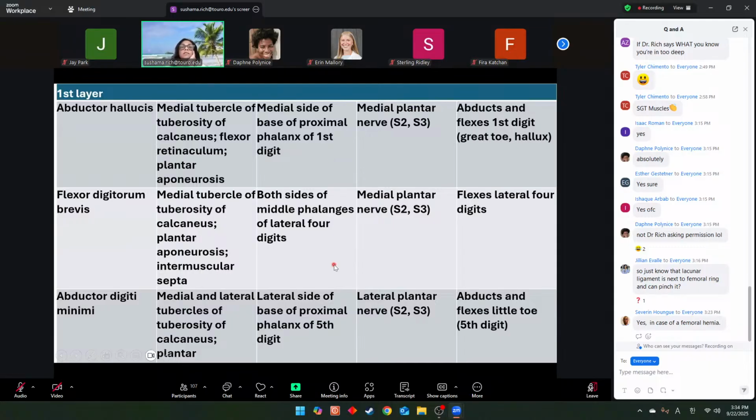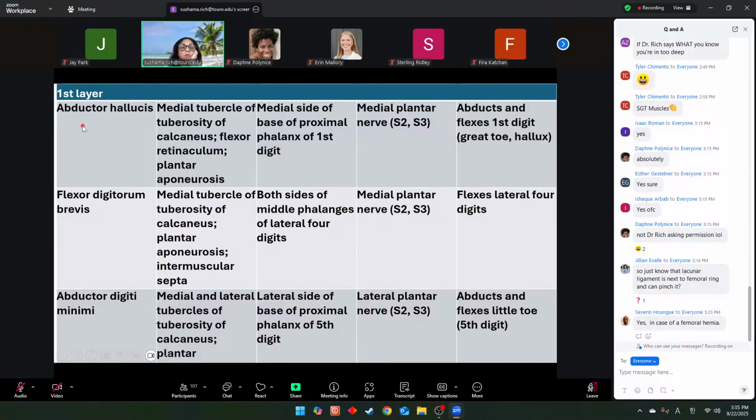As far as plantar layer muscles are concerned, please don't knock yourself out with origins and insertions. Please know the following. Know what muscles belong to what layer: first layer, second layer, third layer, and fourth layer muscles. And know what nerves supply them. That's pretty much what we want you to know. The names will tell you what they do.